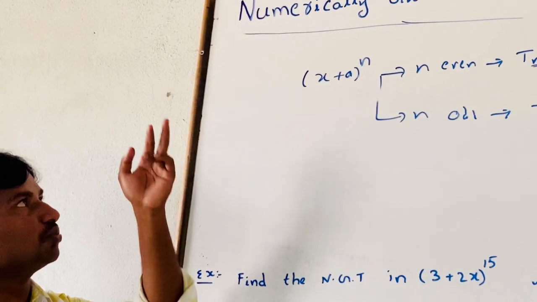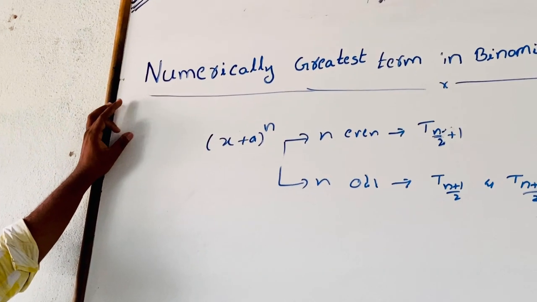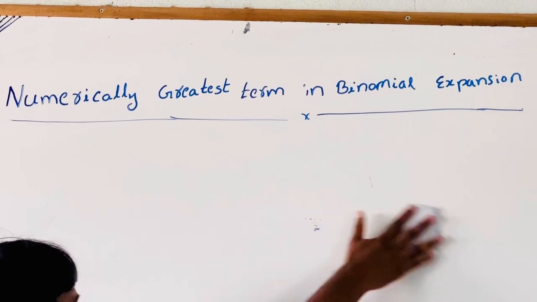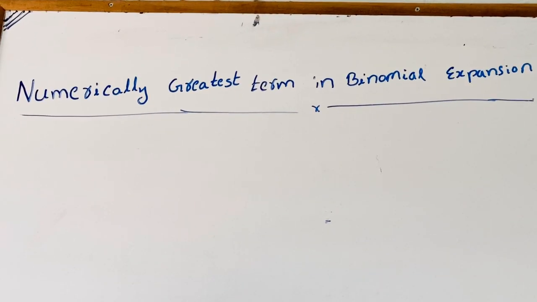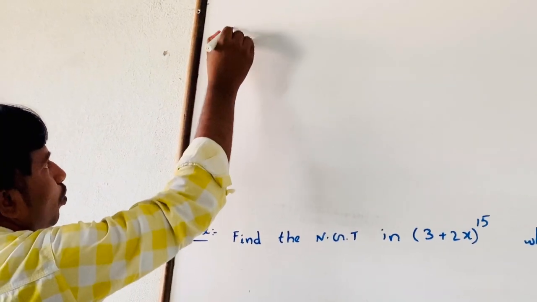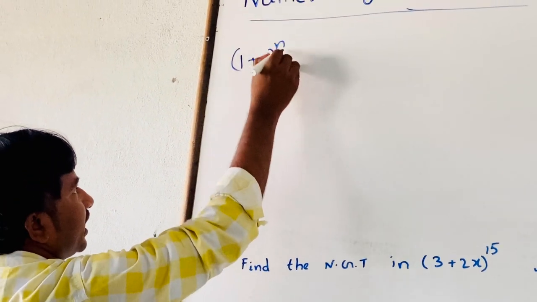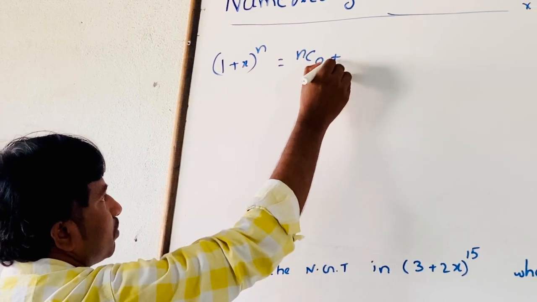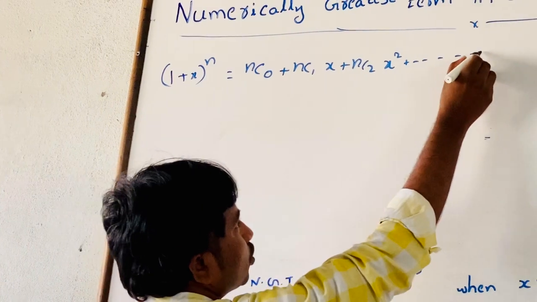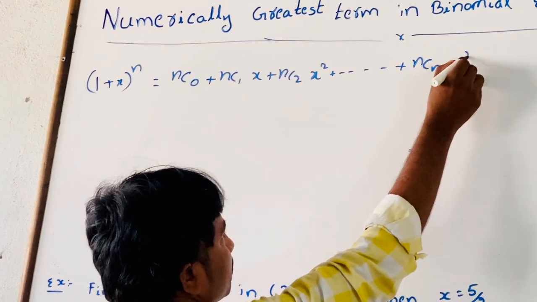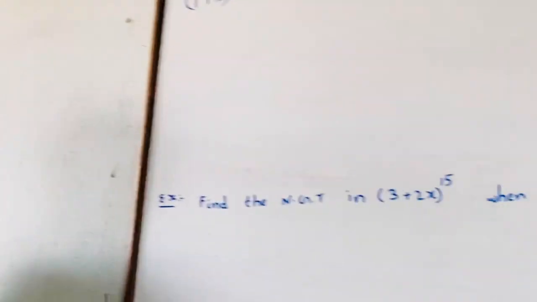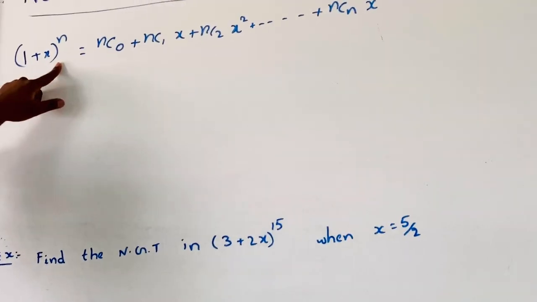Now today we will discuss the topic: numerically greatest term in the binomial expansion. You know that the standard form of the binomial expansion (1 + x)^n is nC0 + nC1 x + nC2 x^2 + and so on up to nCn x^n. This was already discussed in the last class.